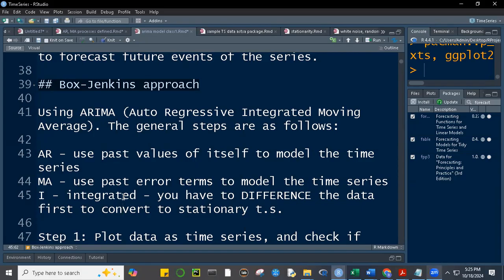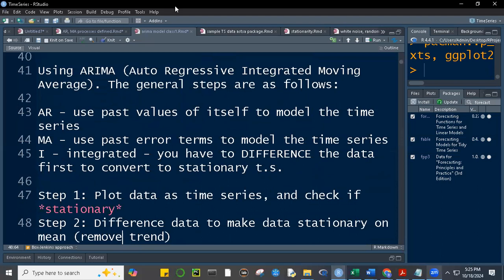Okay. AR, past values of itself. MA, past residuals. Itong integrated, hindi ko pa na-discuss, no? Integrated. Ano ibig sabihin yan? Okay. Now, ang unang requirement class for us to be able to use an ARIMA process is that the time series should be stationary. Okay. Kanina, na-mention ko yung stationarity.